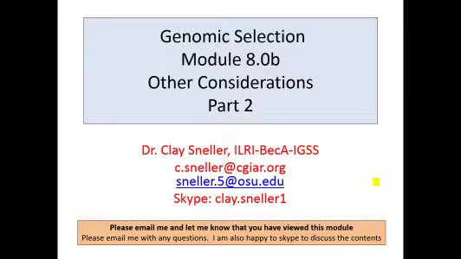Welcome to the second part of Module 8 on genomic selection, where we were discussing other considerations. We ended the first part of this module by talking about ways to subset your data, throwing out marker data from your training population and throwing out lines from your data population to increase your accuracy by reducing the noise in your data set and also by reducing redundancy.